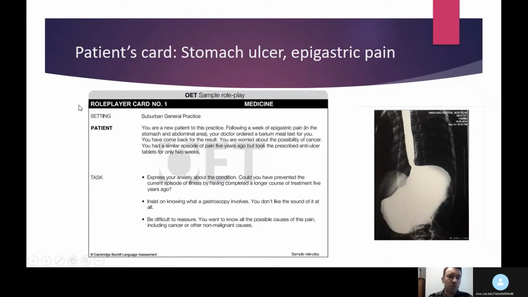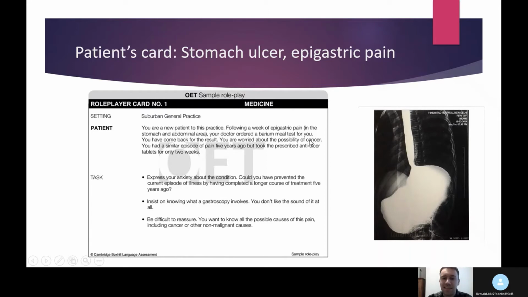You see, this role-playing card is for the patient, for the actor. It explains that the actor is to say that they are suffering from epigastric pain in the stomach and abdominal area, and that your doctor ordered a barium meal test for you. So the patient has presented hoping to get the results of this test. It tells the patient what their worry is.